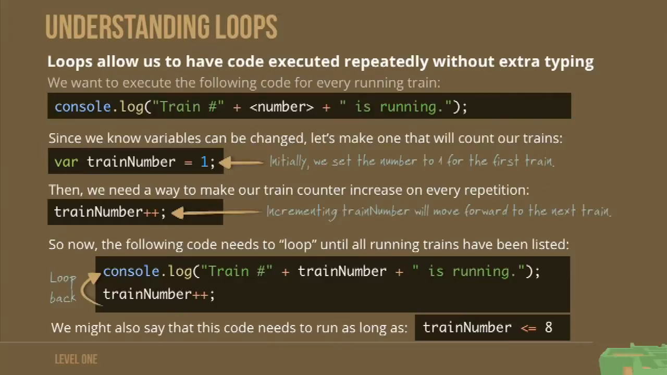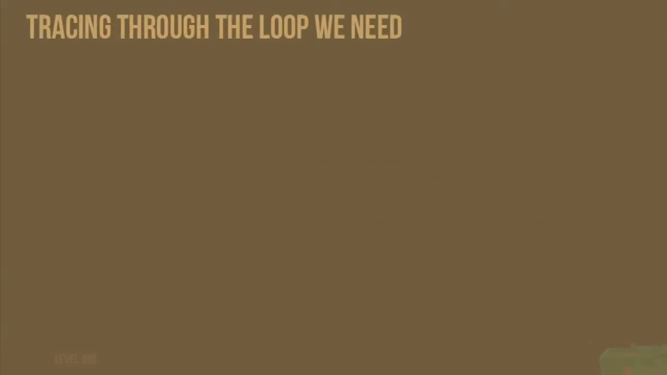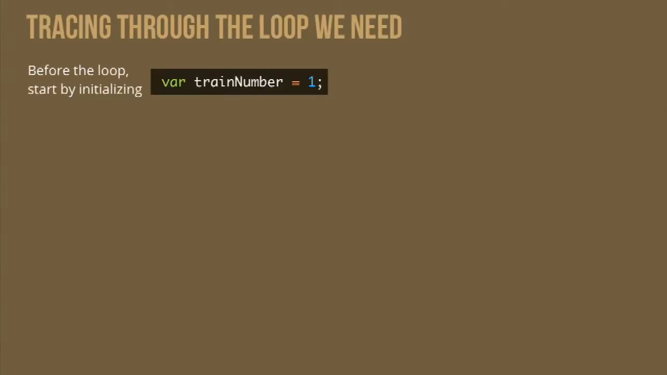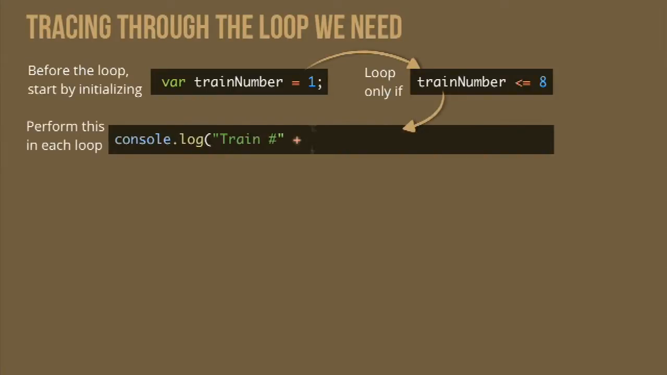Let's trace through the loop we actually need. First, we'll initialize our train number value to 1. This will both help control the loop and be used in our printouts. From there, the loop will only continue if the train number is less than or equal to 8. Then our loop will actually execute its contents, and what are those? Well, they're printing out our running train message using the train number variable inside a console.log method.